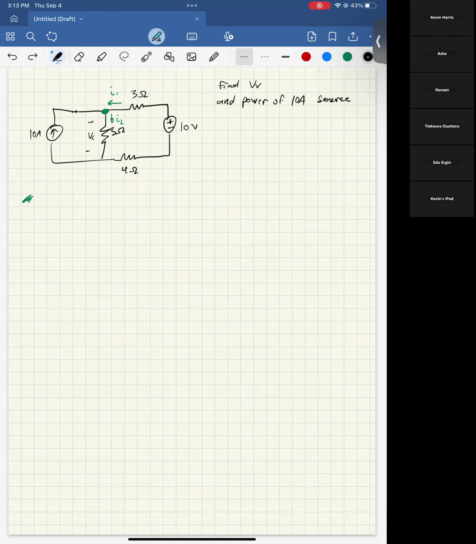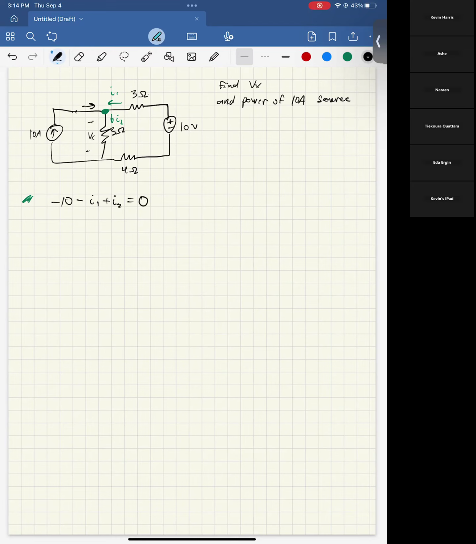If you end up guessing wrong, you'll just get a negative number, and that tells you the current's actually going in the other way. But for this, the voltage source is pointing up, so it's probably going like that, and this one's probably going like that. So you can guess, and you'll usually get it right. But here we know we have 10 amps going in, so we have negative 10, and then minus I1 plus I2 based on those signs equals 0. So that can be our first equation.